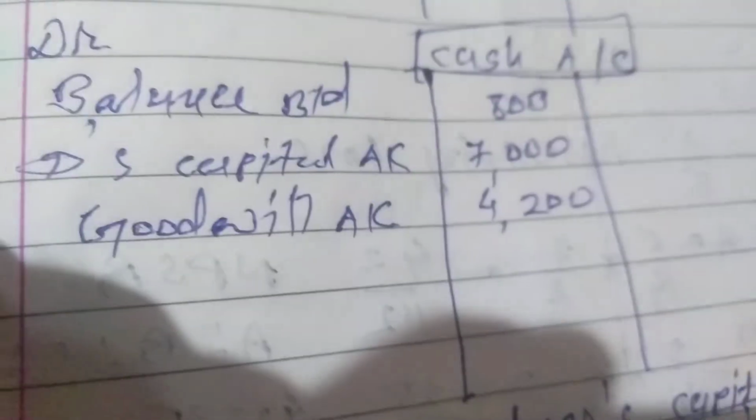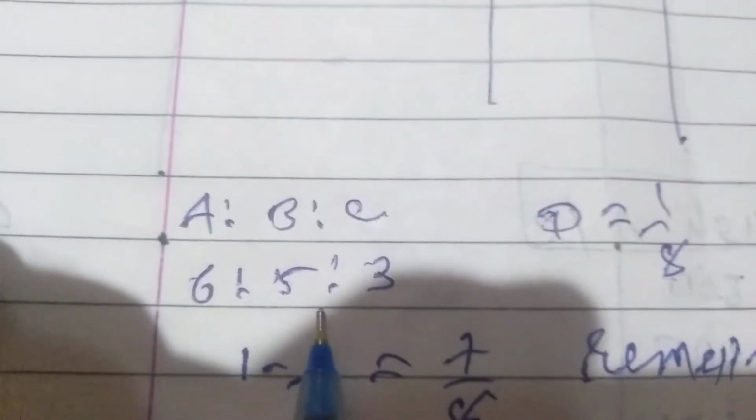Whatever goodwill is brought by the new partner should be distributed to all partners in the sacrifice ratio. So here you can see the shares. The old ratio is 6:5:3 and the new partner has a 1/8 share. So this ratio will be the sacrifice ratio. How to calculate that goodwill? Calculation of goodwill. Goodwill is given as 4,200. Now it should be distributed.